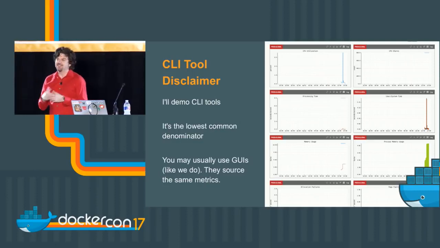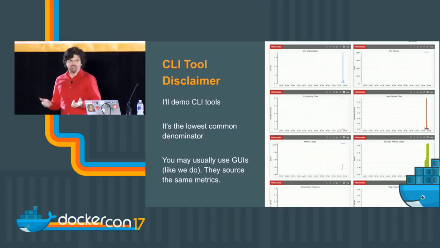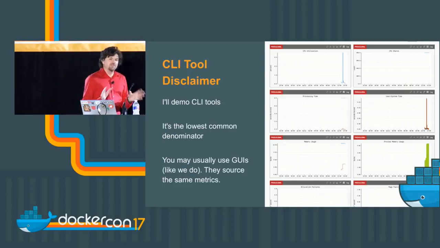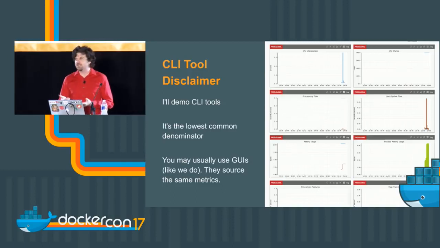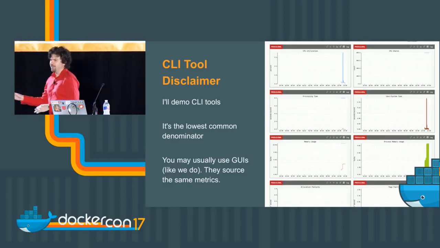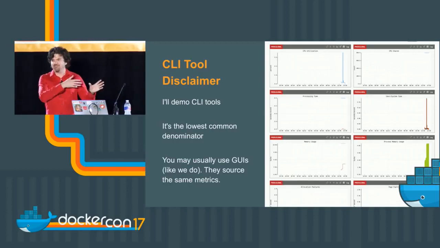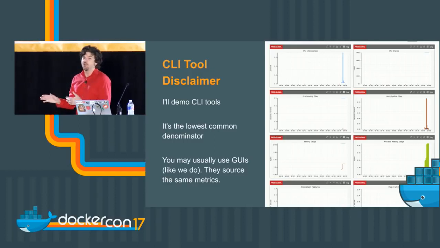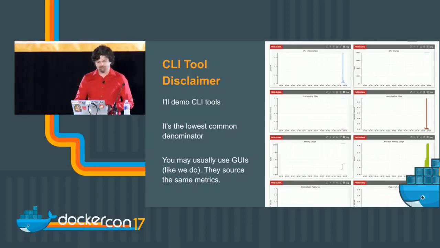You may look at these and say, we're never going to use CLI tools. We have GUIs and dashboards and they're much, much better, and that's fine. The GUIs and dashboards source the same metrics that the CLI tools use. By showing you the CLI tools instead of, say, Netflix's specific dashboards, I'm showing you a more common denominator on Linux.